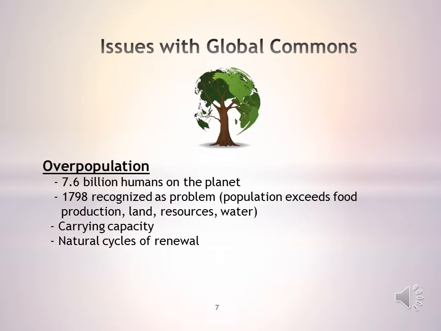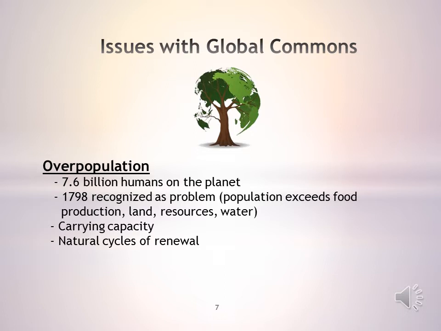Another issue with the global commons is overpopulation. There are over 7.6 billion humans on the planet. There is actually a really cool website where you can find out exactly what number human you are on the planet. You put in the date you were born and the location, and it will tell you approximately which number human you are. That's cool. That's an aside, but it's really interesting.